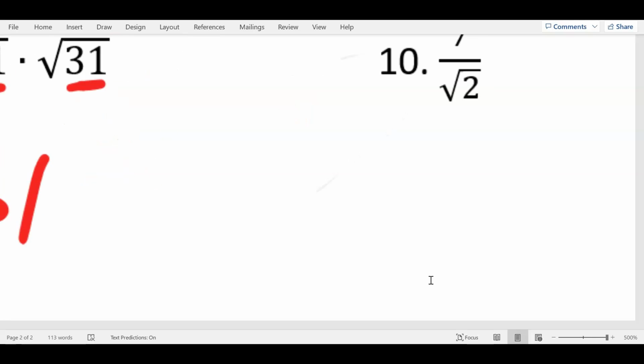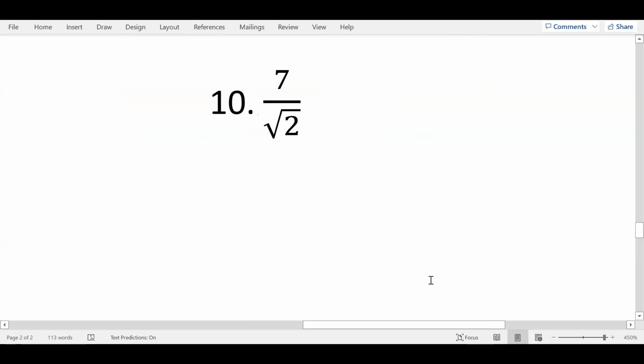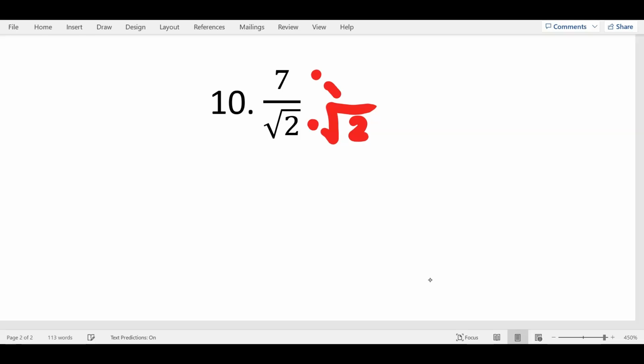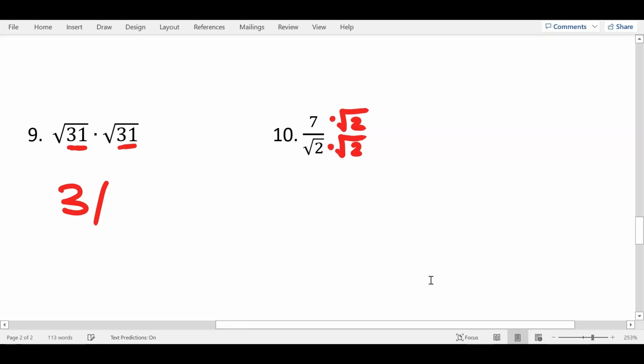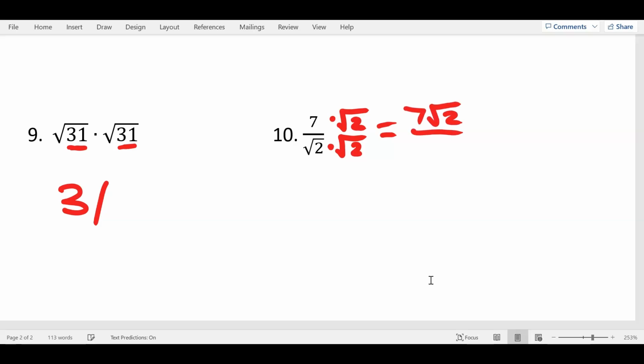Okay, last but not least, this one's kind of tricky. Remember, if there's a square root on the bottom, you can't have a square root on the bottom. So you multiply by the same square root. And if you do it on the bottom, you've got to do it on the top. Okay? So times the square root of 2 on the bottom, times the square root of 2 on the top. On the top, a normal number times the square root, you just stick them next to each other. And then on the bottom, square root times the square root is the same number, just like we did on number 9. So it's just 2. Then you look at that 7 and that 2. Those don't reduce, so that's actually your answer. 7 square root of 2 over 2.